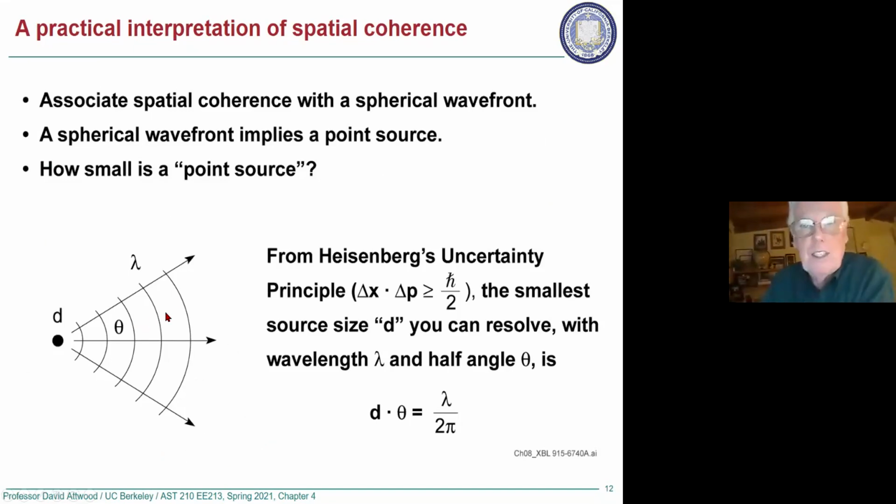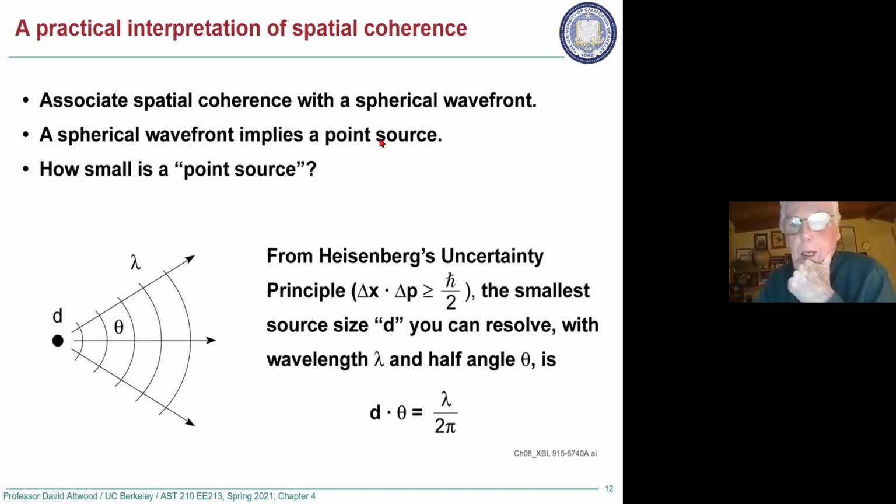Here is a practical interpretation of this. If this is a point source, it's going to produce spherical waves. So we're going to associate spatial coherence with a spherical wave. Why did you say a spherical wavefront? You could have said a cylindrical wavefront. Well, in the real world, we don't see cylindrical waves nearly as often as we see spherical waves, which are more three-dimensional. So we're going to associate a spherical wavefront with a point source.